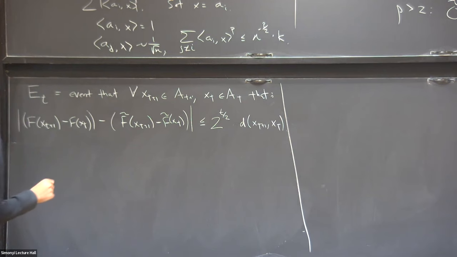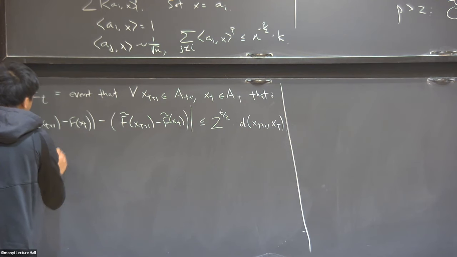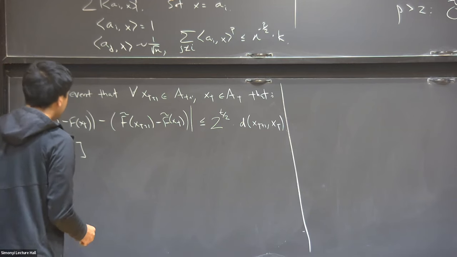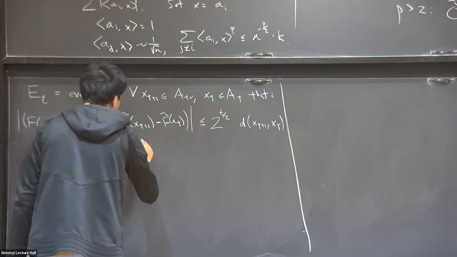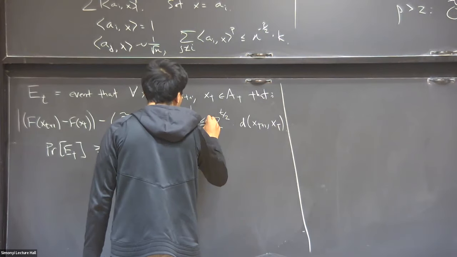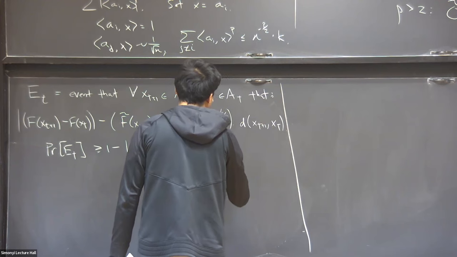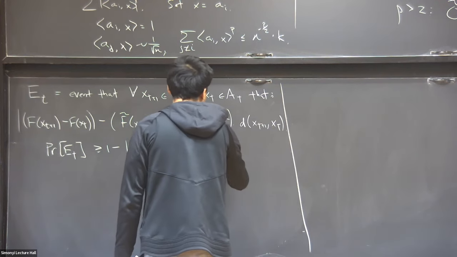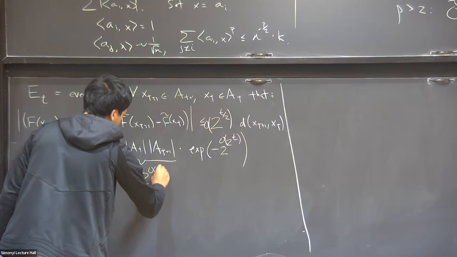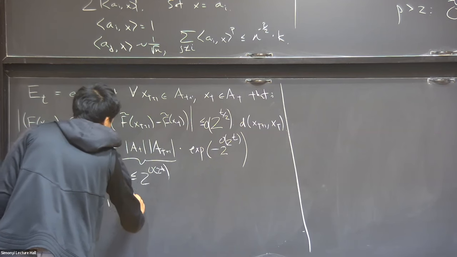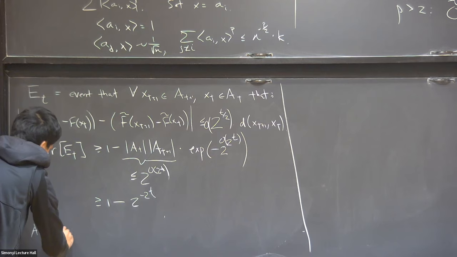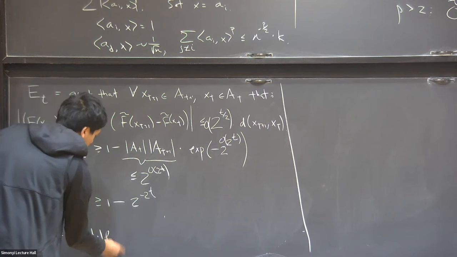Then, by the claims up there, the probability of Et is at least 1 minus the size of At, times the size of A(t+1), times e to the minus 2 to the t, with constants again. Recall that the size of these sets was at most 2 to the O of 2 to the t. So these cancel and the probability is at least 1 minus 2 to the minus 2 to the t, basically. So then you get that all the Et hold by a union bound.